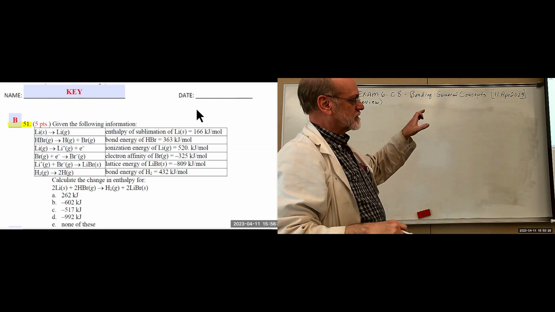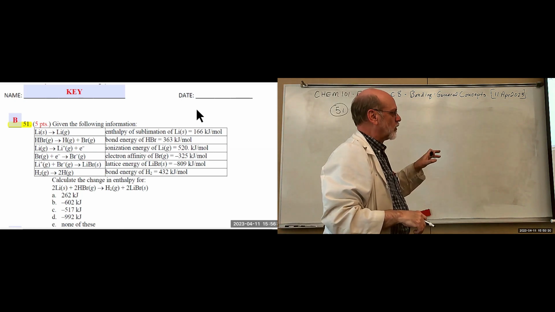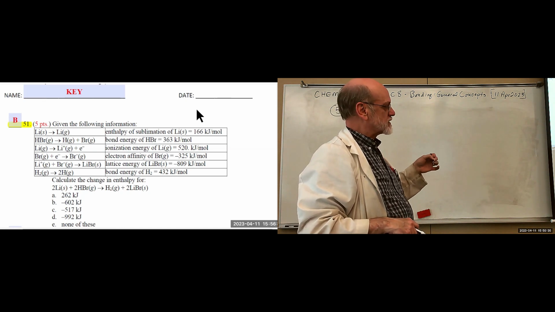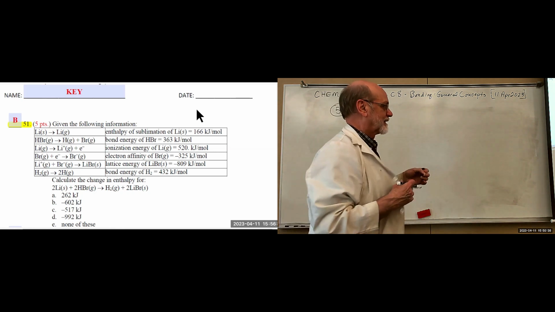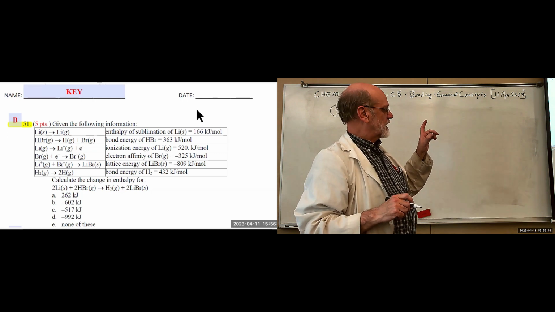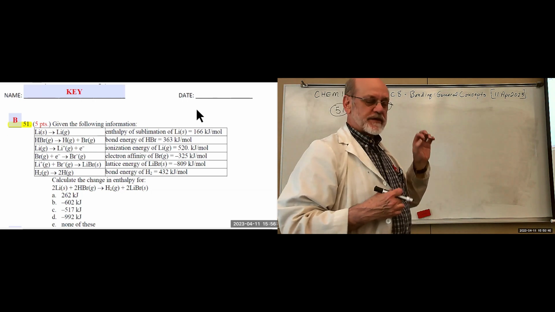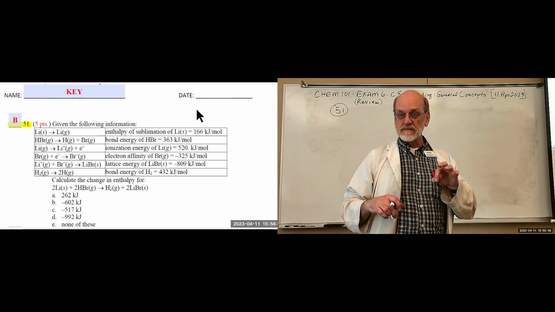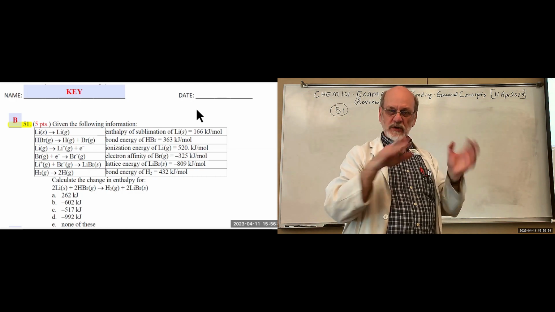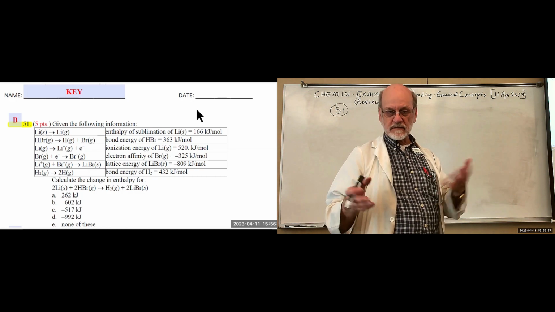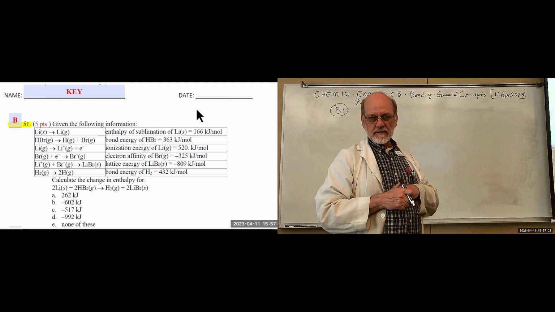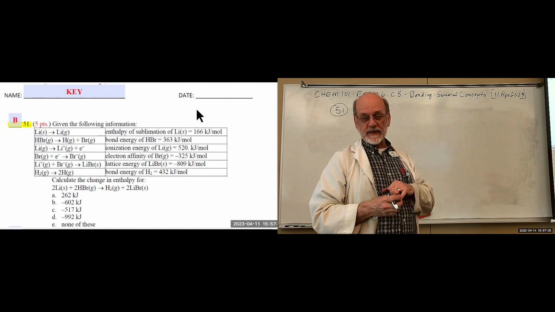Given the following information, calculate the change in enthalpy for lithium plus hydrogen bromide yielding hydrogen gas plus lithium bromide solid. Okay, this is going to be like a Hess's law exercise: adding the equations in the right order and with any multiples, seeing what effect that has on the individual heat values, and then you can add them together and find the enthalpy.